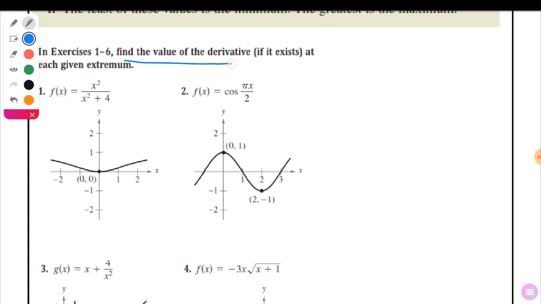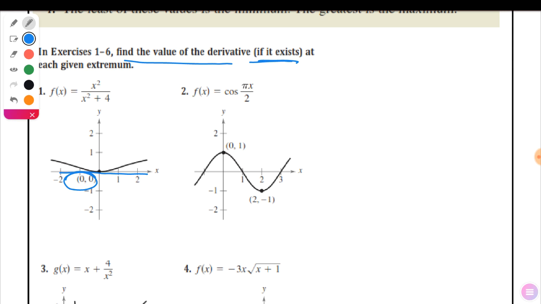Find the value of the derivative, if it exists, at each given extremum. As you see in question 1, the given point here is (0, 0), which is the extremum. Here it is an absolute minimum, and at the same time a relative minimum, because any absolute can be relative. What is the value of the derivative? The derivative at the extrema is 0 or does not exist.